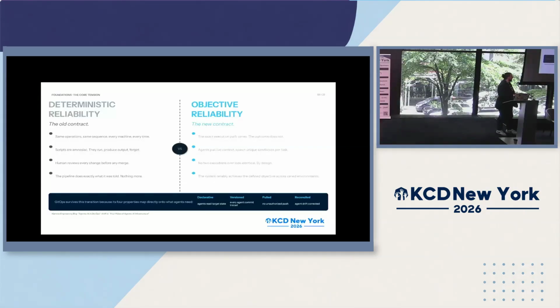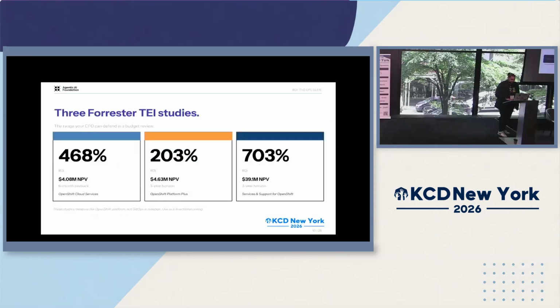So GitOps helps with this, right? And it's more important than ever. It's not something that's optional because it has 4 properties that map directly into the philosophy, which are declared, versioned, pulled, and reconciled. Some of the things I mentioned here: agents read the target state, every agent commit is traced, nothing is pushed unless a human reviews it, and every agent drift is corrected and accounted for.